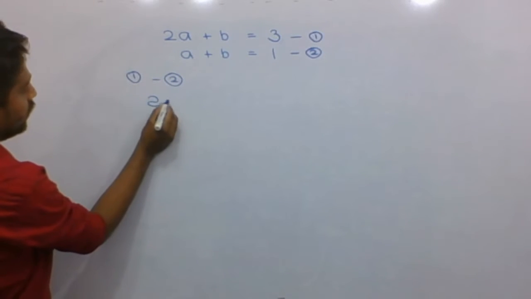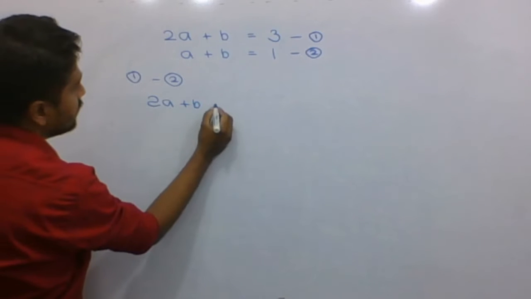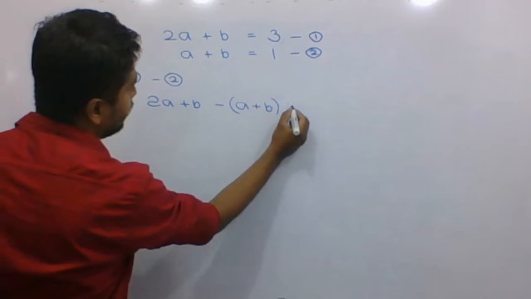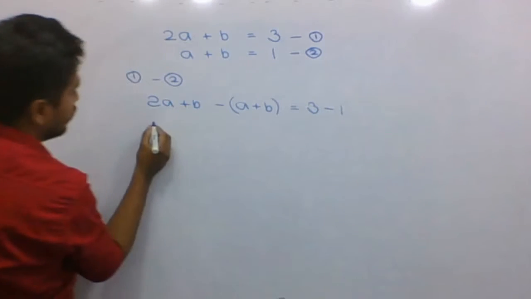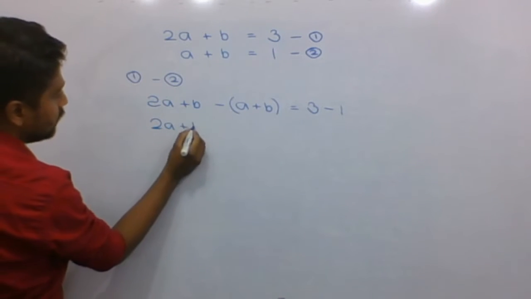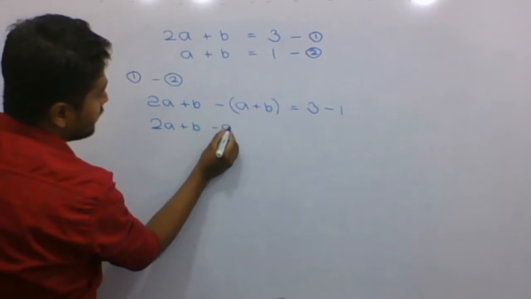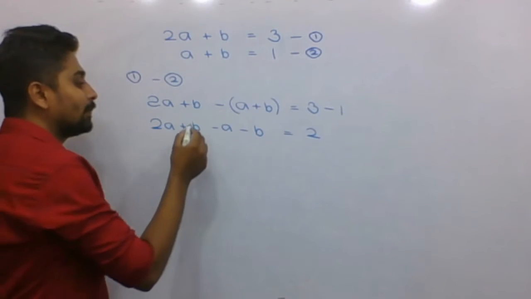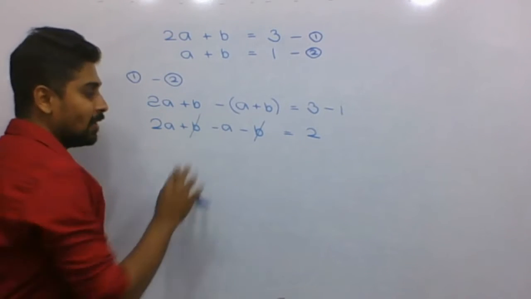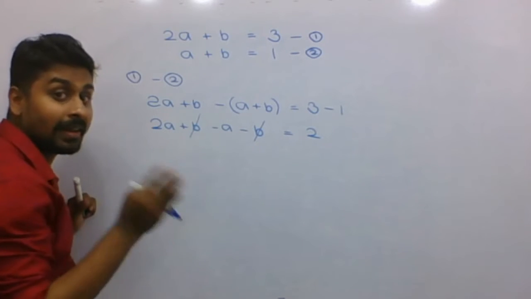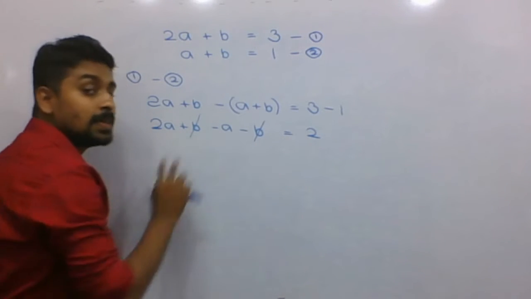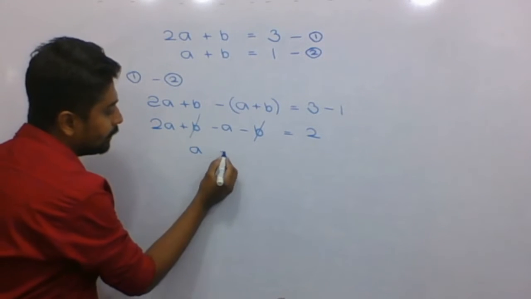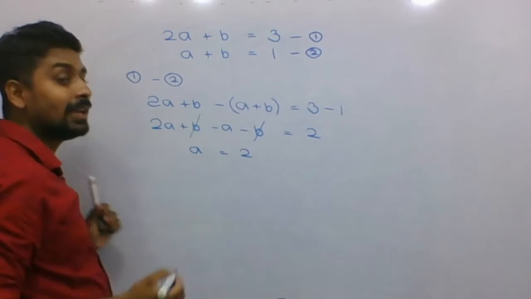So you know that 2A plus B subtract, what? A plus B. Don't forget the bracket. Right. 3 minus 1. So then what happened? 2A plus B, minus into plus this is minus A, minus into plus this is minus B. Here the value is 2. Now you can cancel, no? Plus B and minus B cancel. Why is this plus B and this minus B? That's why it is cancelling, right? 2A minus A becomes A. This is equal to A equal 2.